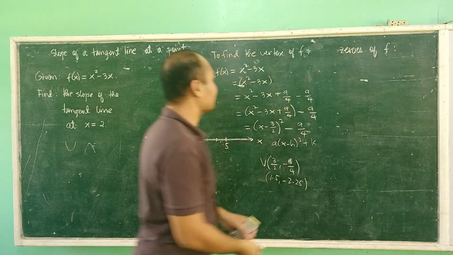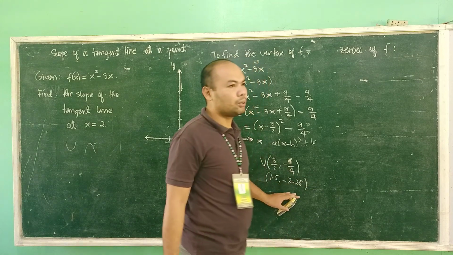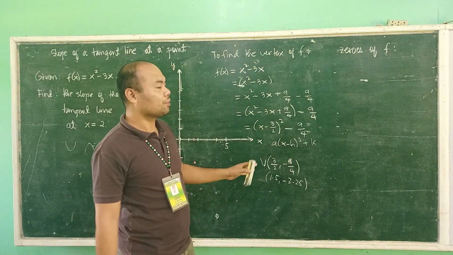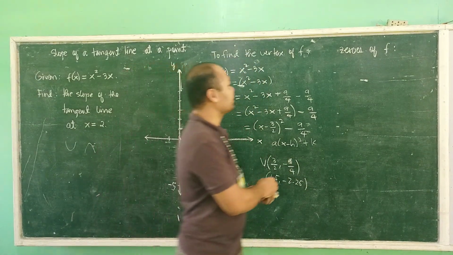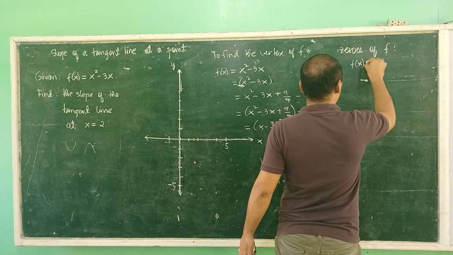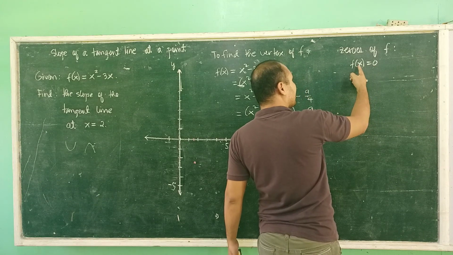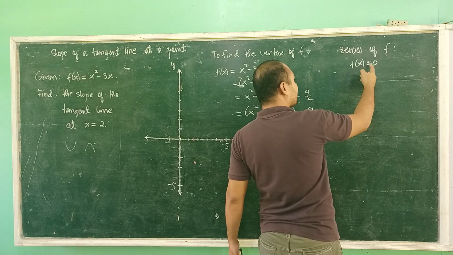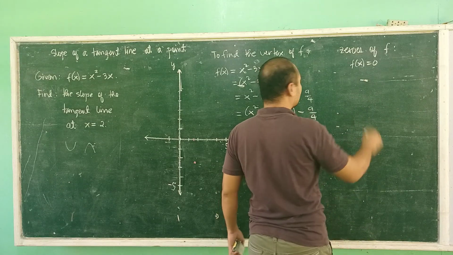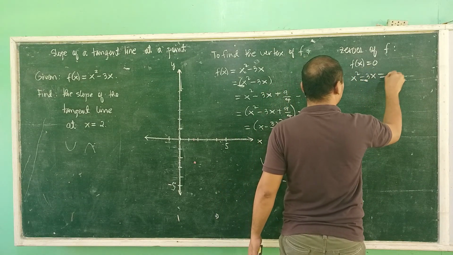So we need to find the zeros of f, or the roots. All these things here will be used to graph this function. So for the zeros of f, we just set f of x equal to 0. We set it to 0 because we want to know what values of x will make the function 0. So you have here x squared minus 3x equals 0.